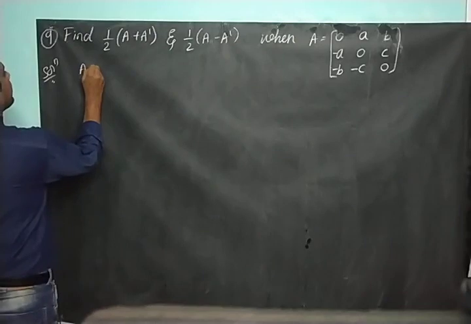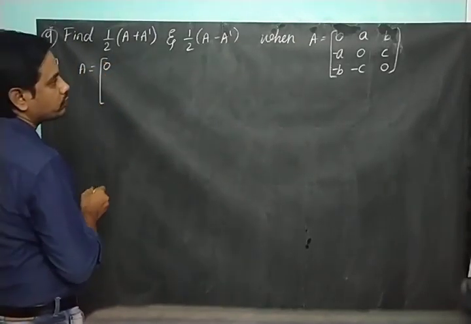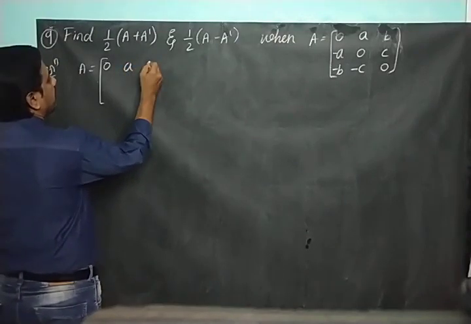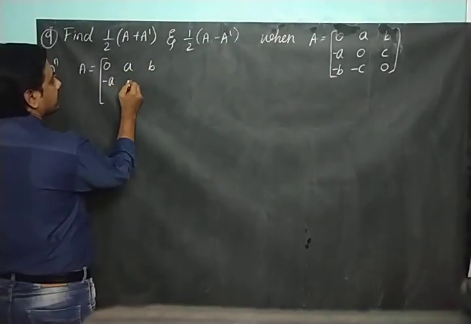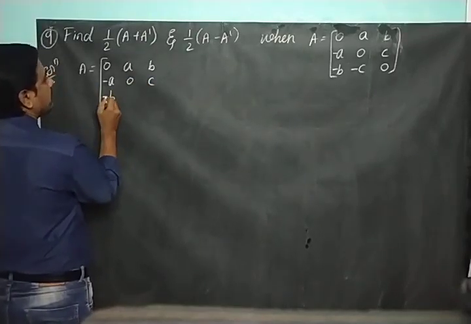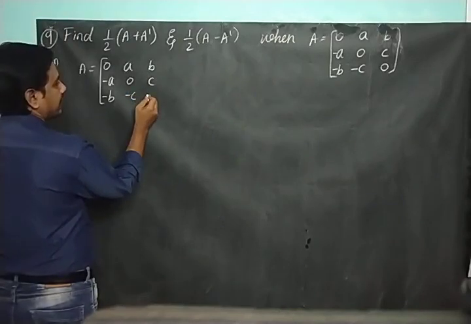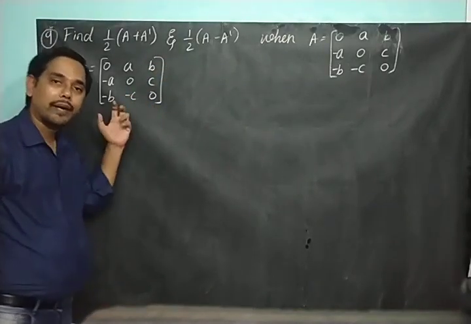Okay. A is equal to what? 0, A, B, minus A, 0, C, minus B, minus C, 0. Right, this is our given matrix A.